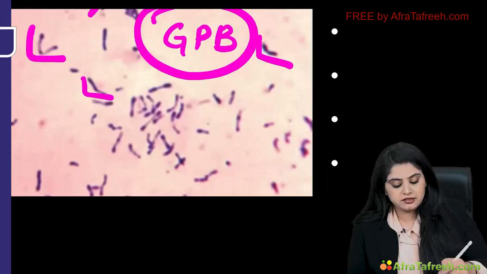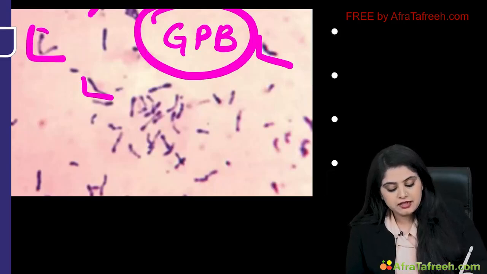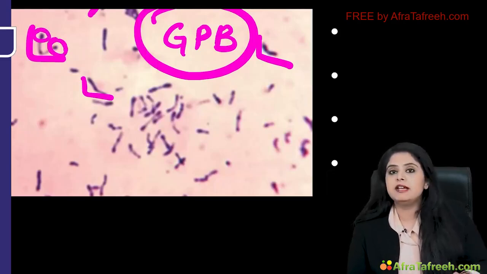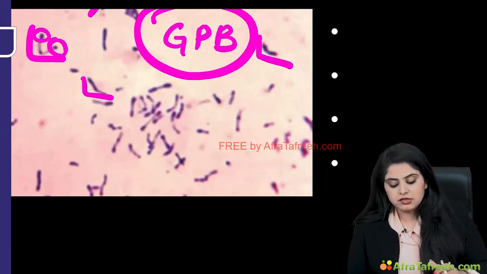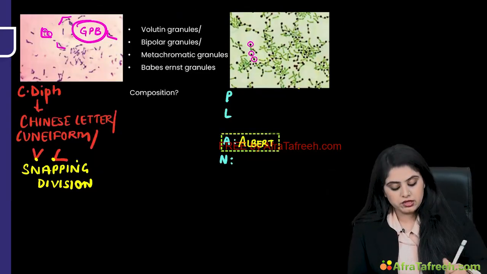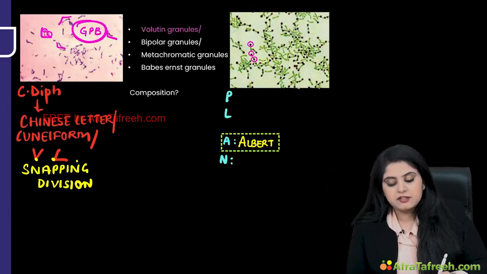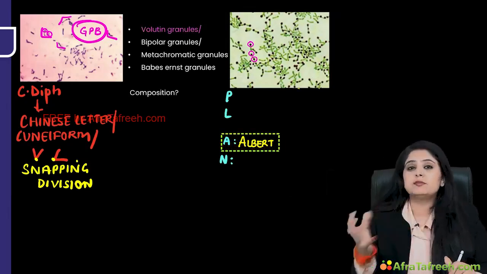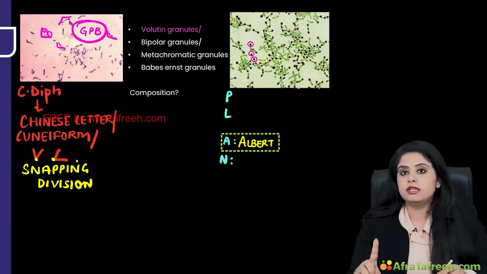Further, if you zoom in, you will also notice that their ends are very prominent, bulbous ends. Why? Because now I need to see that on a special stain. Yes, I can see very clearly that the ends are very prominent. Those are known as the volutin granules. Firstly, guys, do learn all the special names of these granules. So volutin is one name.